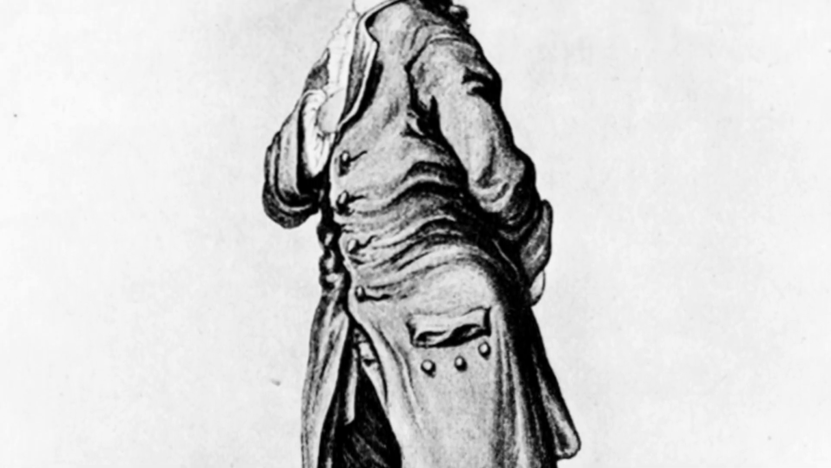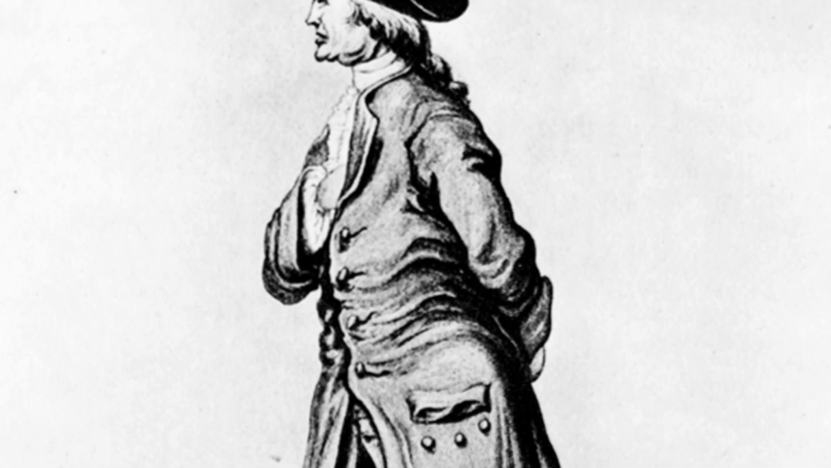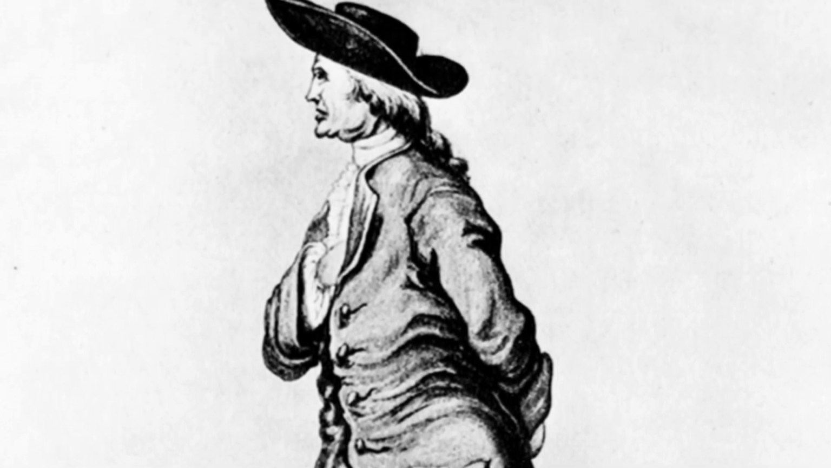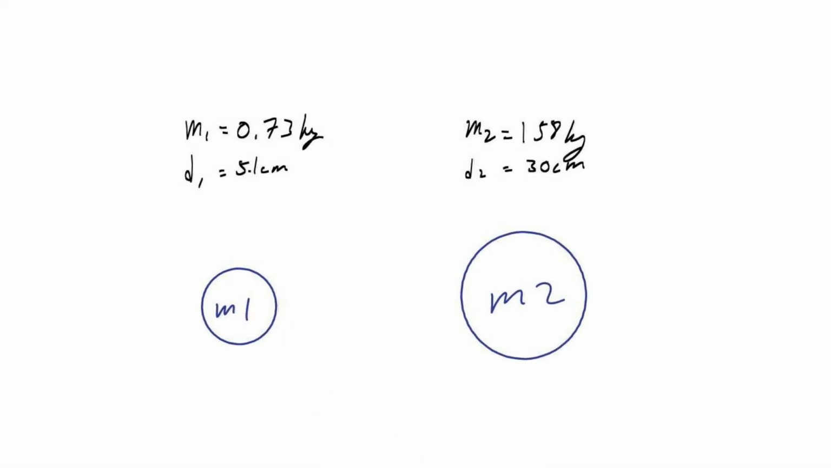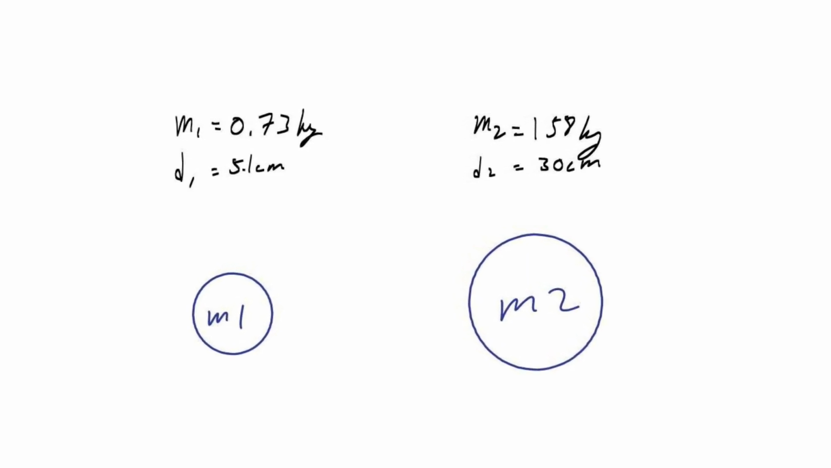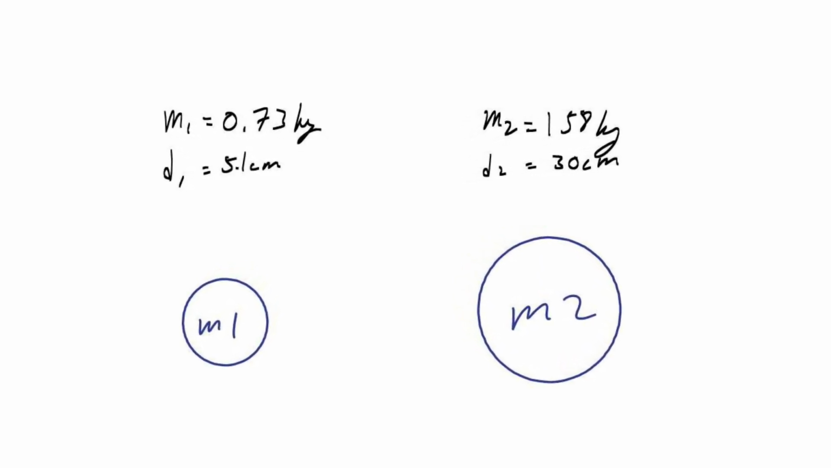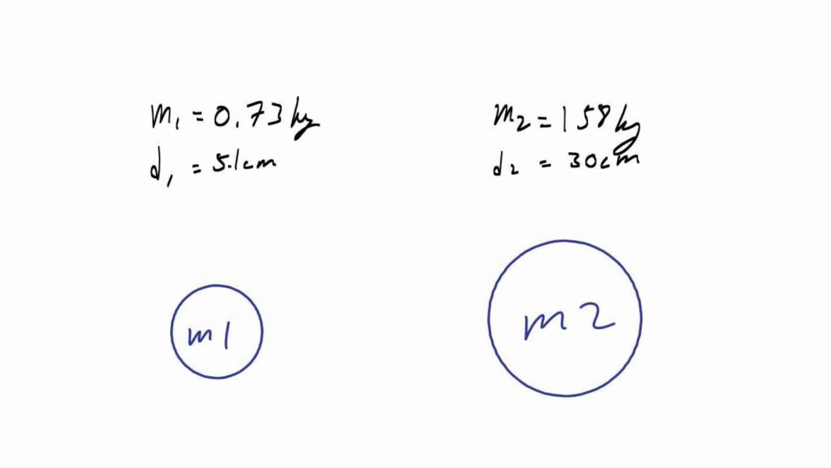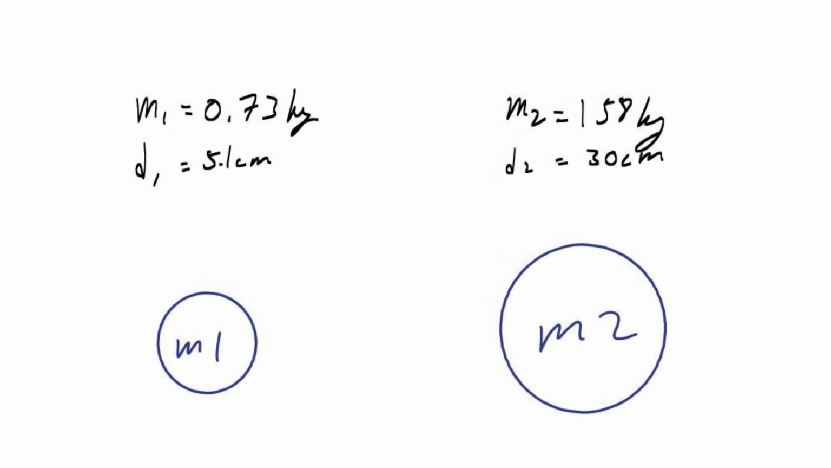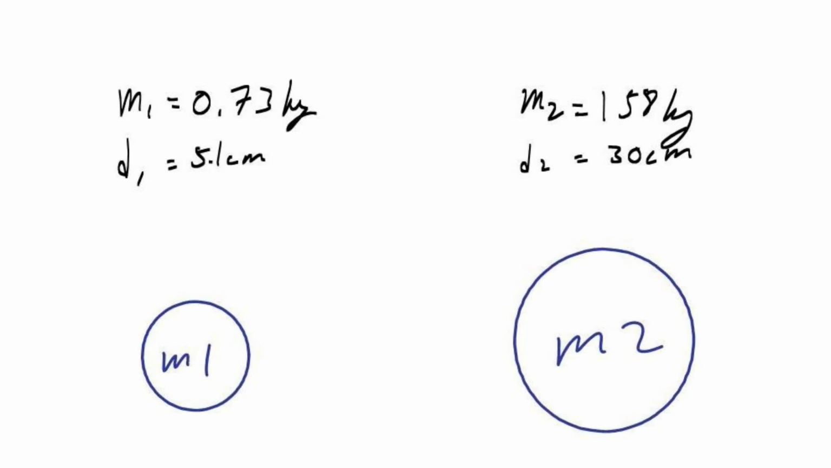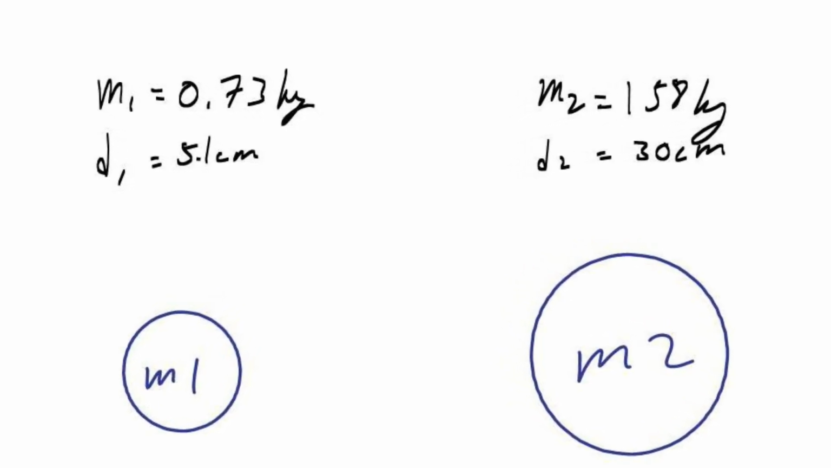Henry Cavendish, a British philosopher, scientist, chemist, and physicist, decided to tackle this problem. To conduct this experiment, he chose two known masses: mass 1, 0.73 kg with a diameter of 5.1 cm, and mass 2, 158 kg, diameter 30 cm. So the masses were known, right? And the radius, which is the distance between the two centers of the objects, was also known. He needed a way to measure the changes in the experiment.